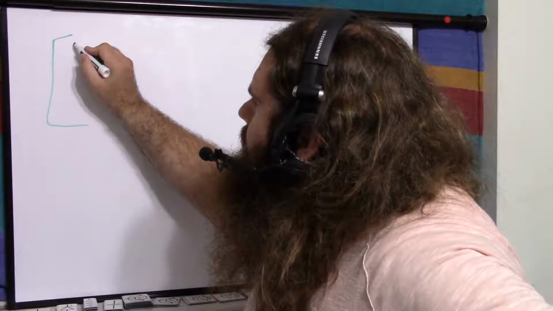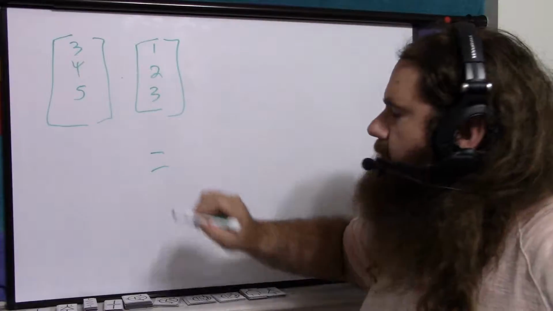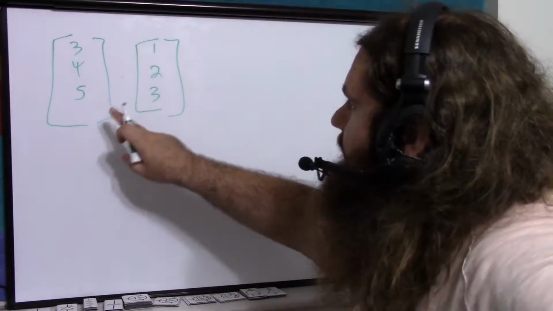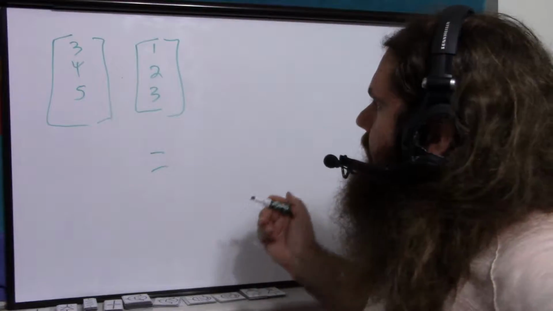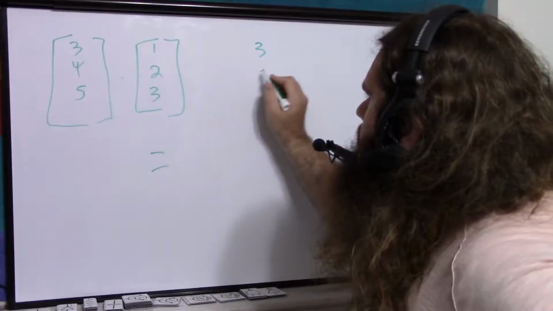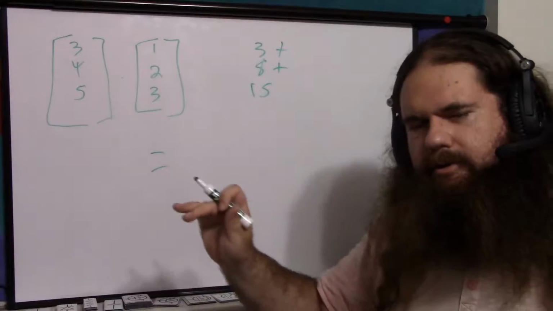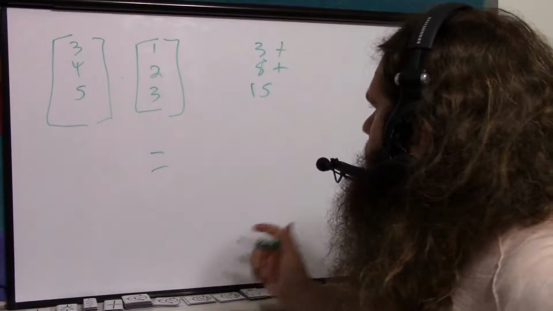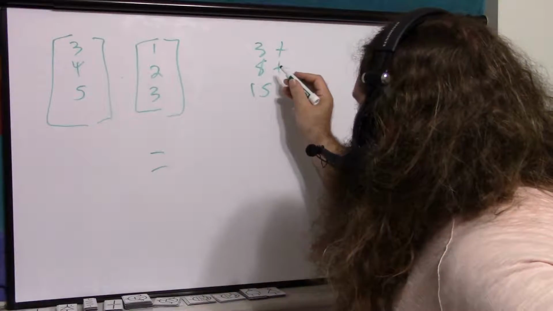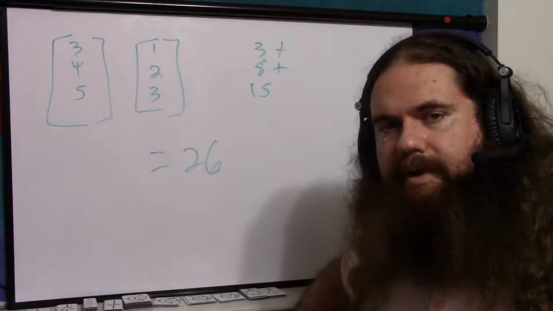So if you have (3, 4, 5) dot (1, 2, 3), the result of this is a scalar. It's, first of all, element-wise multiplication. So you do 3 times 1 is 3, 4 times 2 is 8, 5 times 3 is 15. But then you add them. So 3 plus 8 plus 15 is 26. So this vector dot this vector is 26.